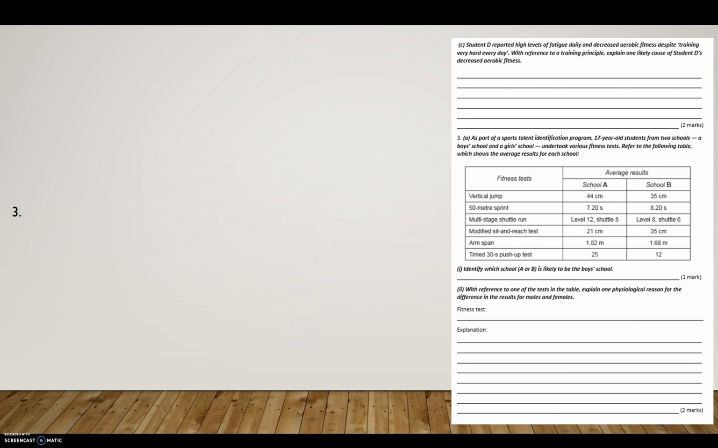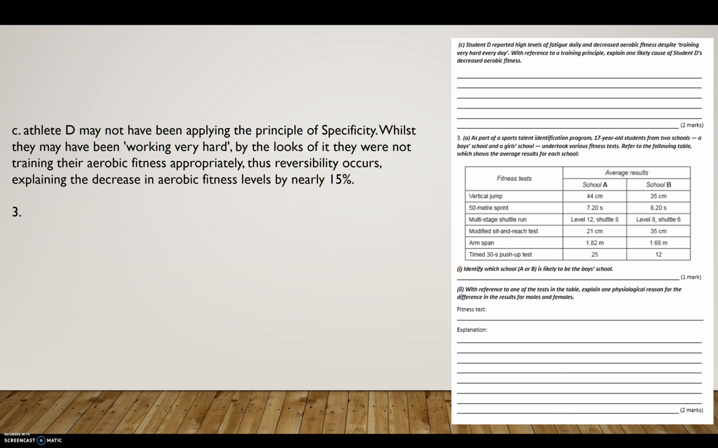All right. Student D reported higher levels of fatigue daily and decreased aerobic fitness, despite training very hard every day. With reference to a training principle, explain one likely cause of student D's decreased aerobic fitness. Now, a lot of people talked about overload. All right, a couple of people talked about specificity, and that was the one we're looking at.